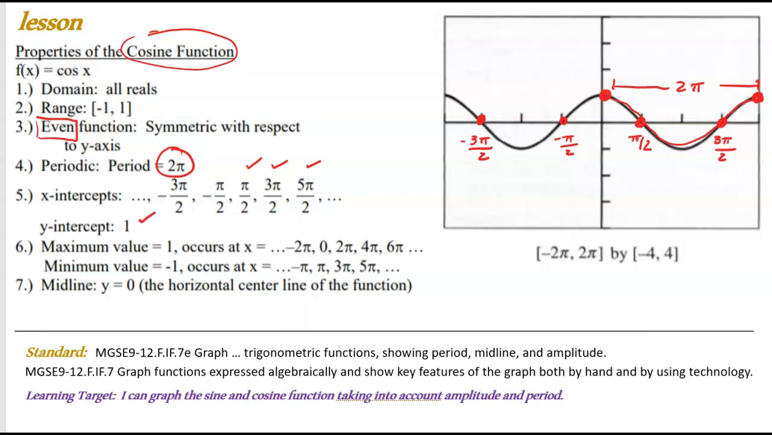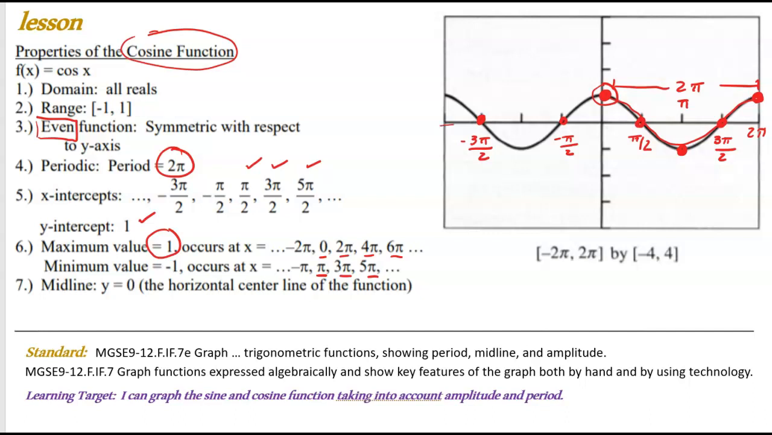So we got that. Our maximum value is 1, but now it's at 0. It happens at 2 pi, which is a nice pattern. 0, 2 pi, 4 pi, 6 pi, and on forever. So the maximum values happen at those x values. The minimum values are kind of nice as well. So the minimum values happen at pi, and then 2 pi later at 3 pi, 5 pi. So the max and minimum values are kind of easy to find with the cosine function.